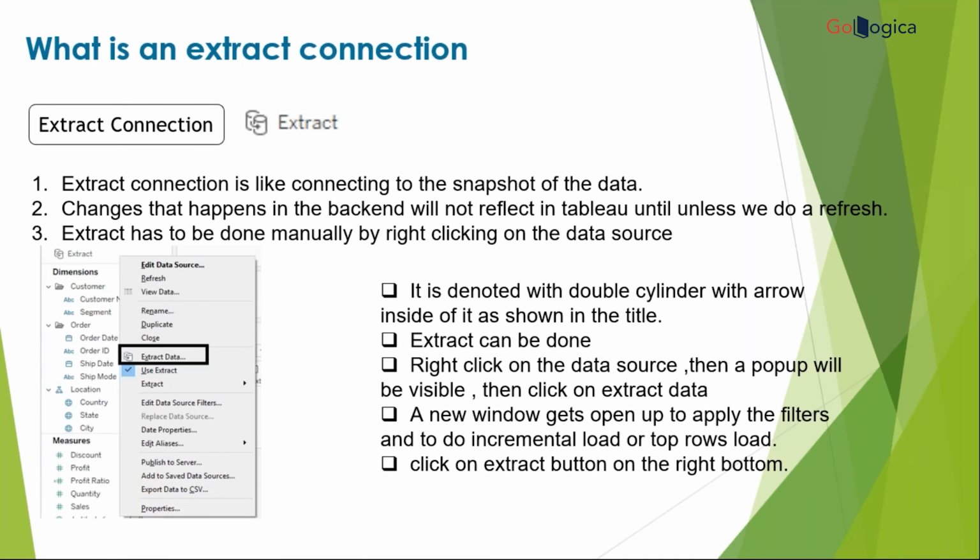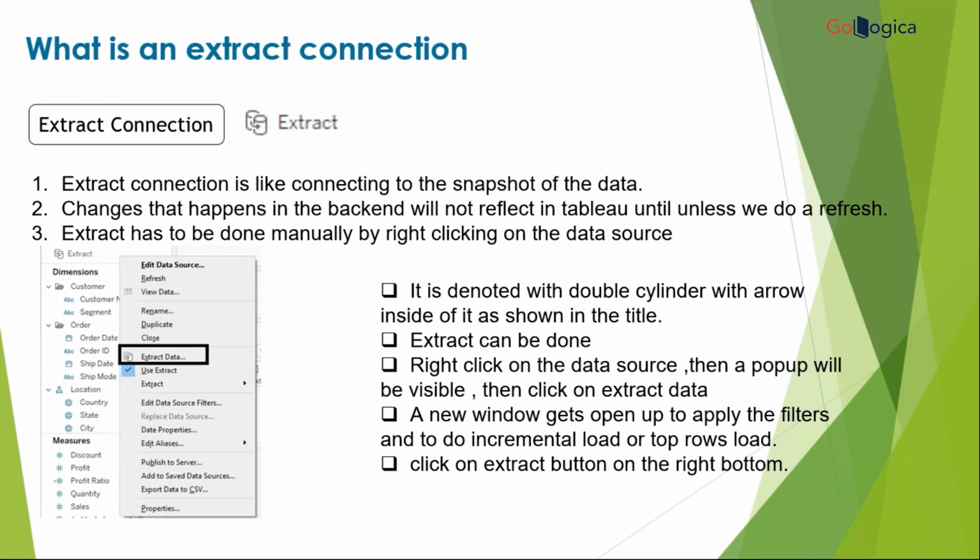Extract connection is like connecting to a snapshot of the data. So at that point in time, whatever number of records are available, let's say you have 100 records in the data, it will take those 100 records into consideration and save them at the dashboard level. And at a later point in time, if the data gets updated with 120 or 150 records, Tableau will not take those records unless we do a manual refresh or a scheduled refresh. The extract has to be done manually, or scheduling can also be done.